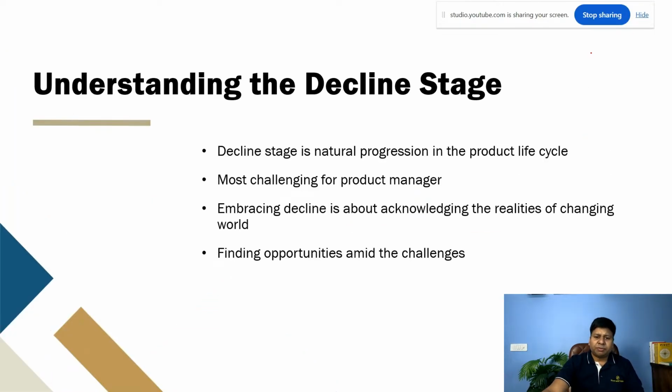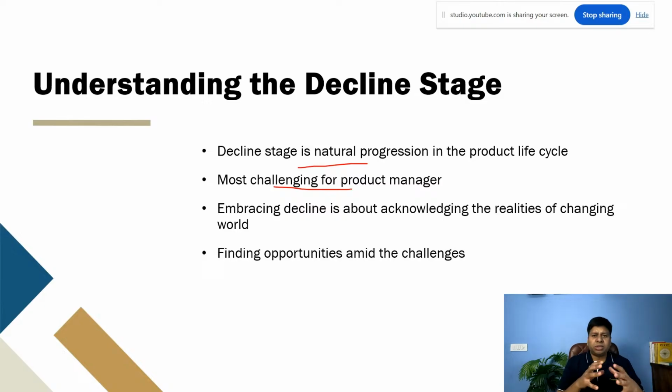First of all, we need to understand the decline is a natural progression. So do not go away with this. Accept it. This is a natural progression. Any product which is thriving, which is working, will have an end. That's for sure. And sometimes this is the most challenging time for most product managers. Sometimes we as product managers or product people are very much attached to the product.